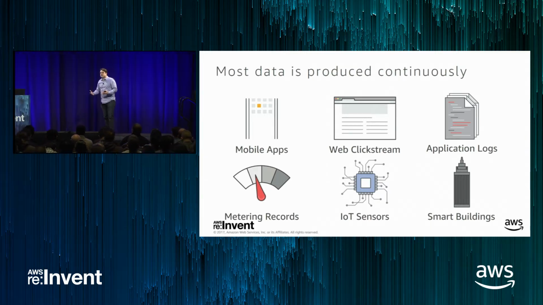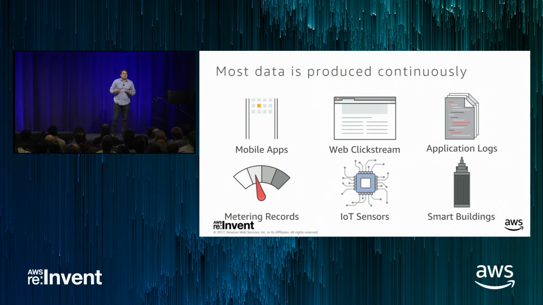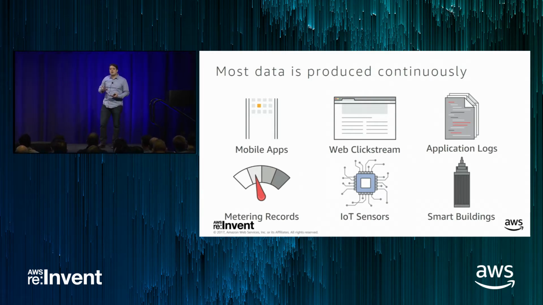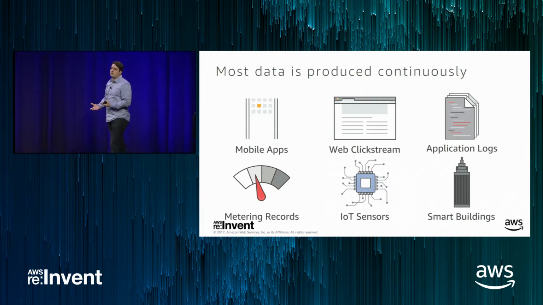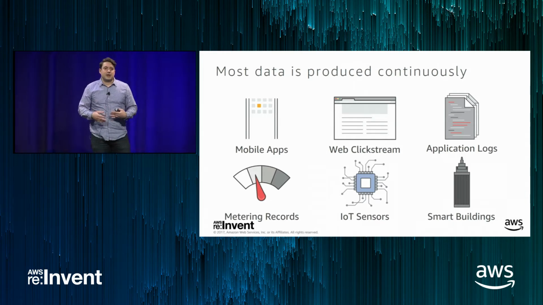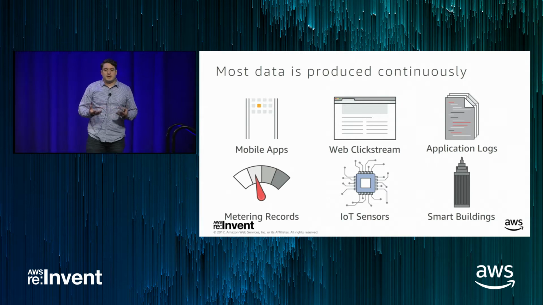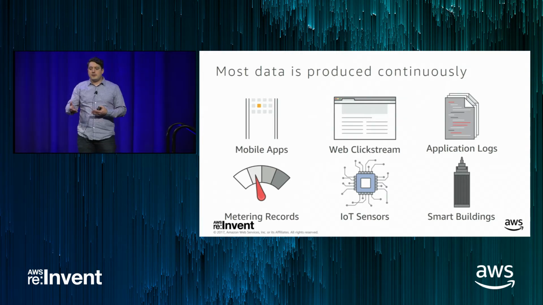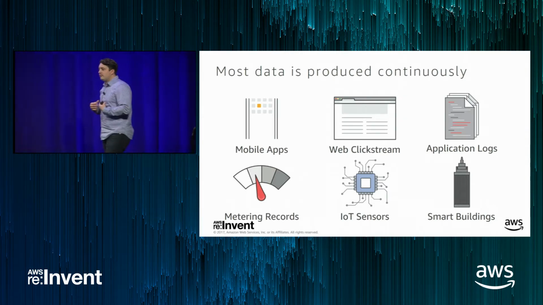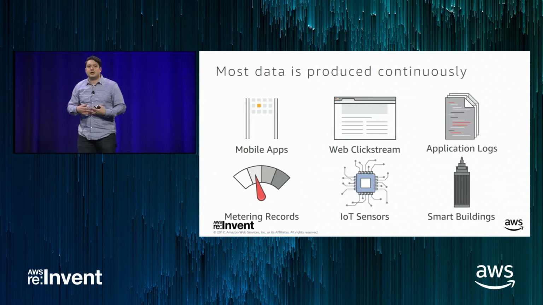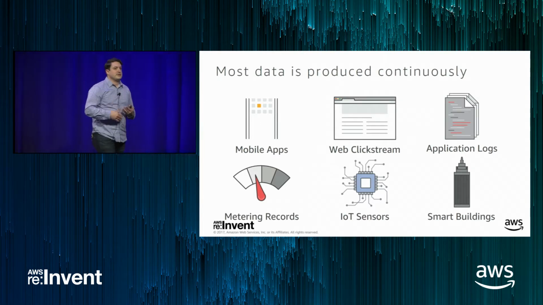For those that haven't, one of the fundamental things that differentiates streaming data from batch data processing is the continuous nature of it. And in fact, most data is produced continuously. Be it from a mobile app, where your users are always going to be using your mobile app at all hours of the day, to IoT sensors that are constantly reading measurements like temperature readings, humidity readings, that type of thing. Metering records, so if you have a billing pipeline and you're receiving those metering records, you're going to be receiving them continuously.